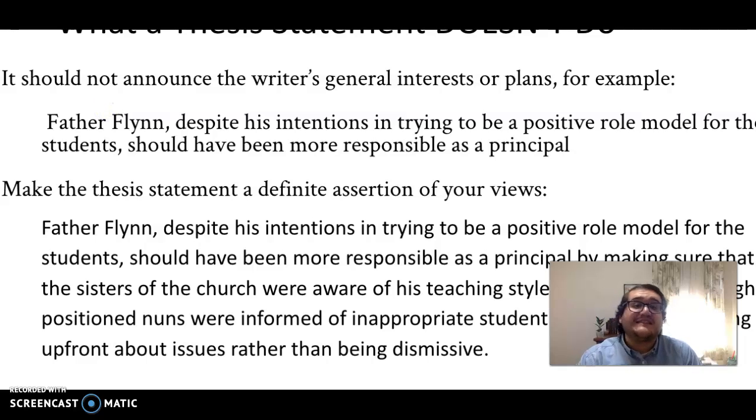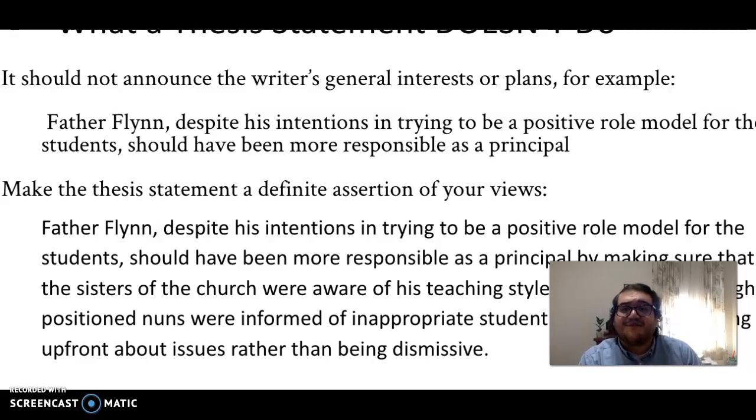What a thesis statement doesn't do, so it should not announce the writer's general interests or plans. So for example, and this example thesis is from the first essay prompt, Father Flynn, despite his attentions in trying to be a positive role model for the students, should have been more responsible as a principal. Okay, so we know what this idea is going to be following. It's going to be about Father Flynn, but it doesn't really give us any information about Father Flynn, just that he should have been more of a positive role model and more responsible. Okay, so why should we care about that? How should Father Flynn go about accomplishing this? Well, that's where the reasons are important, because the reasons help to support your claim or your main idea.